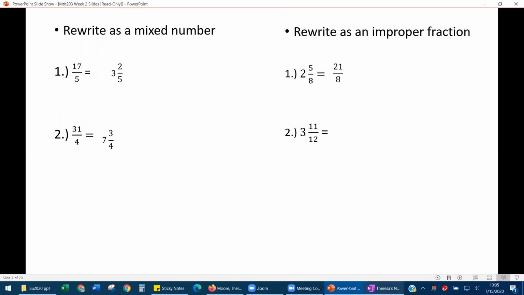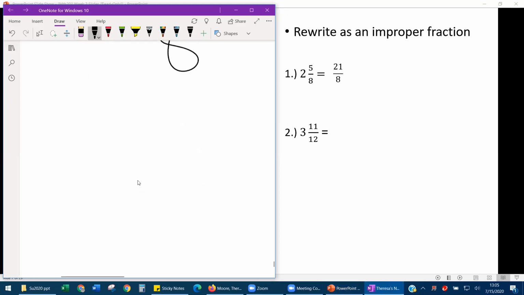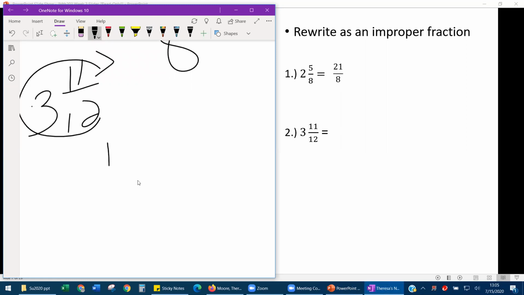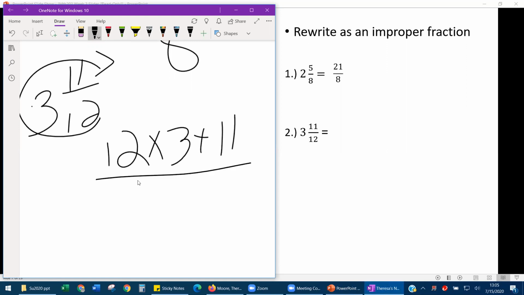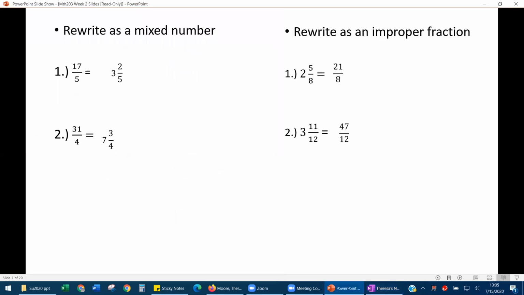And the last one is 3 11/12. So we have 12 times 3 plus 11 all over 12. 12 times 3 is 36, plus 11 is what? 47. So 47 over 12. So 3 11/12 is equal to 47 over 12.